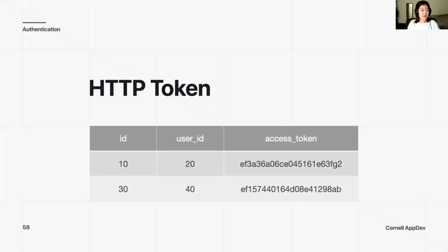So the biggest difference for our purposes is that HTTP token authentication requires, or not necessarily requires, but the majority of the time, that we save these access tokens and the relationship between access tokens and users in the database. It's not stored in memory. It's not going to bloat up your server memory. It is in our database.